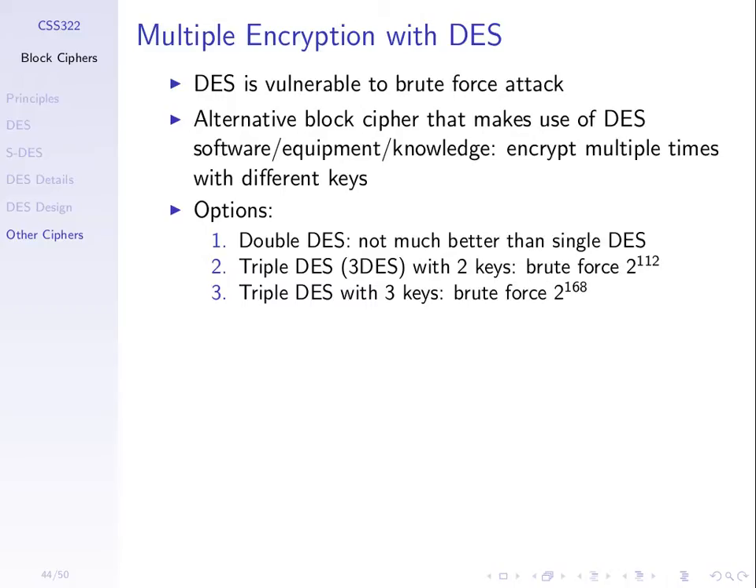So encrypt multiple times. Each time you encrypt, use a different key. Then for a brute force attack, the attacker needs to guess all keys you use, and effectively increases the key length. Turns out double DES is not so good, and therefore triple DES was designed. So let's look at why double DES is no good.